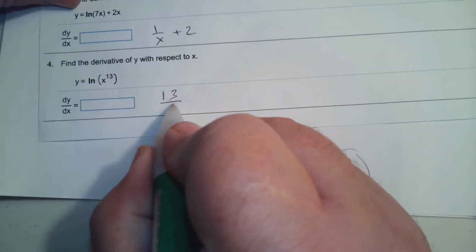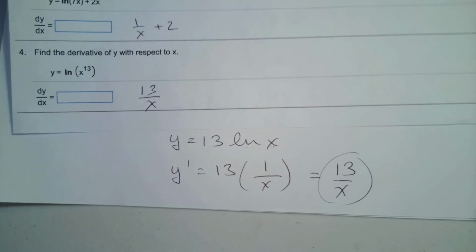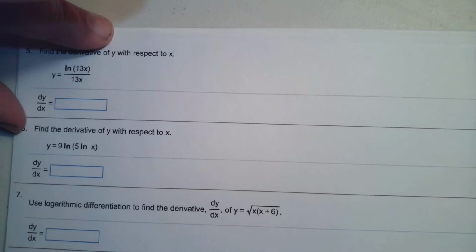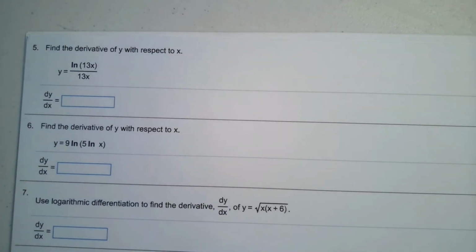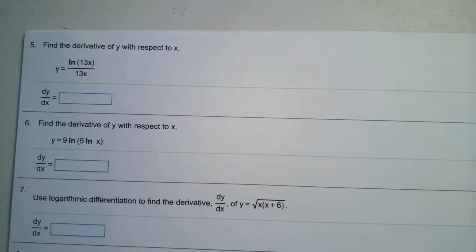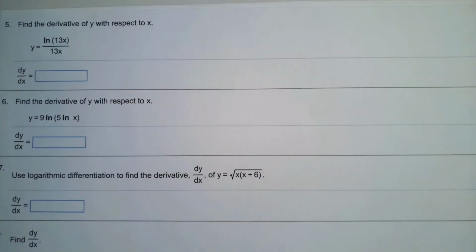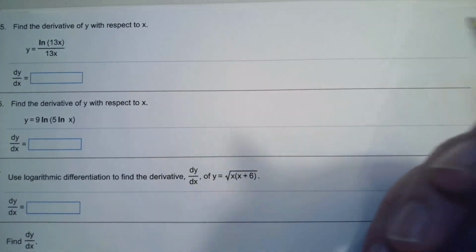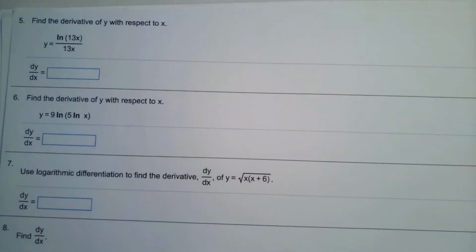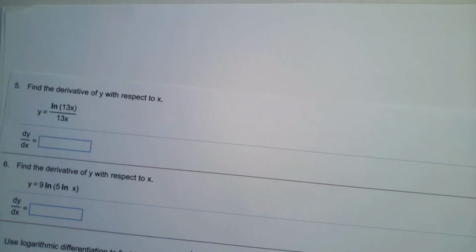So it's 13 over x. Okay. Let's look at the second page. Okay, number 5. It's a quotient rule, so I'm going to use paper.